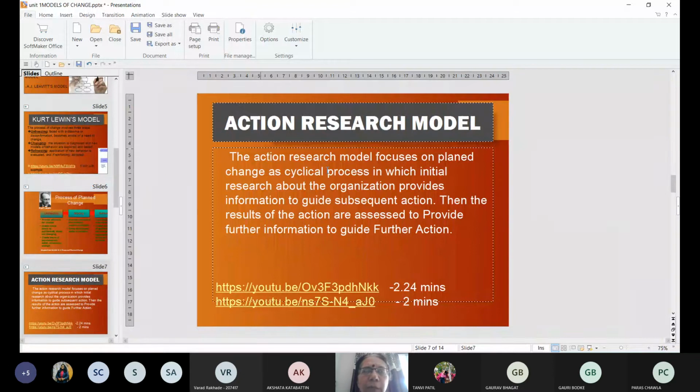All of you are familiar with the term research. Research means what? To find out something. Research, search for something. So what is action research? Action research means you do research, take action. Do research, take action, continuously. So this is a cyclical process.